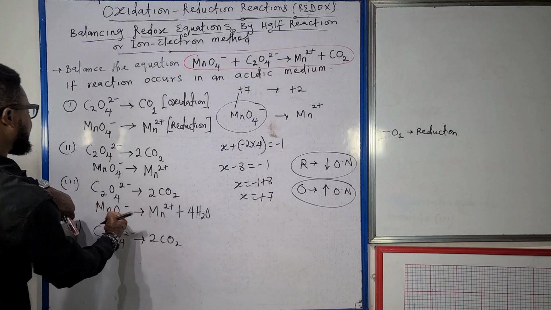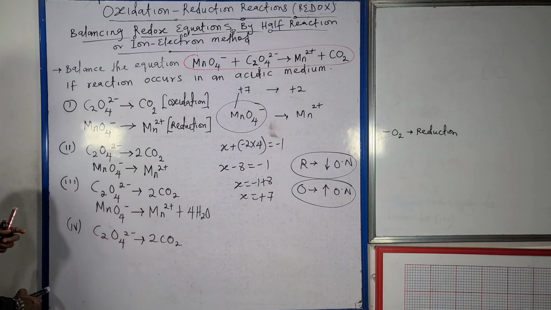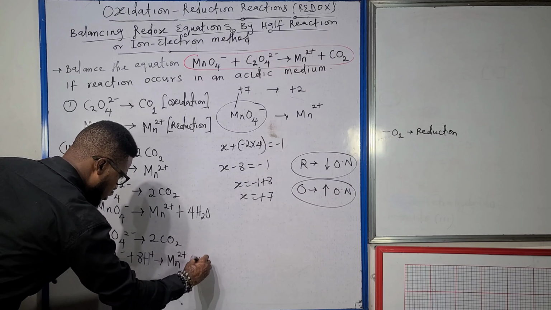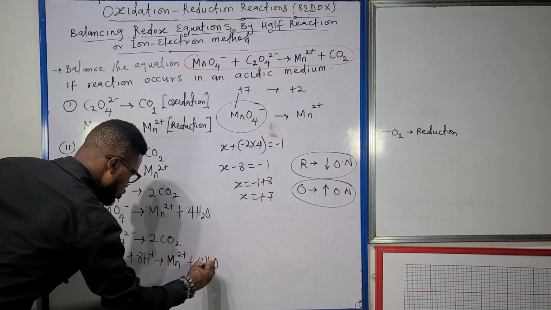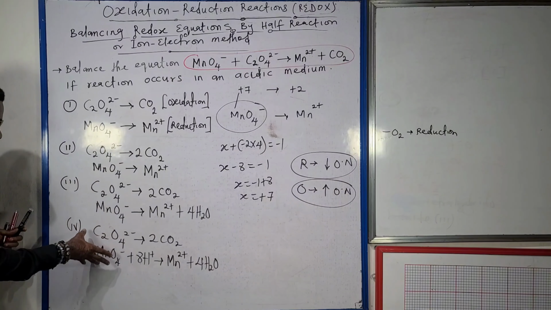So to the reactant side that lacks hydrogen, we're going to add 8 moles of hydrogen ion. So this is going to mean MnO4 minus plus 8H plus to give us Mn2 plus 4H2O. That way we've been able to balance hydrogen.